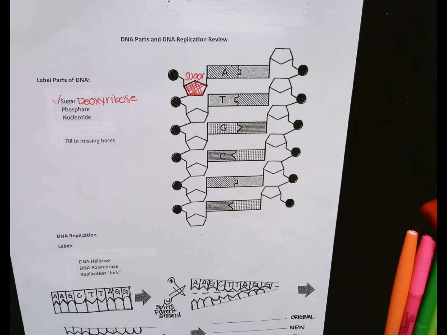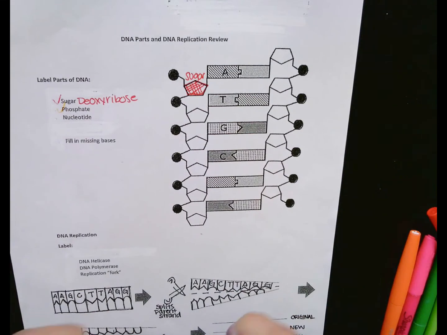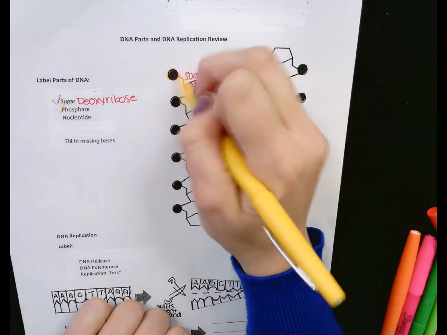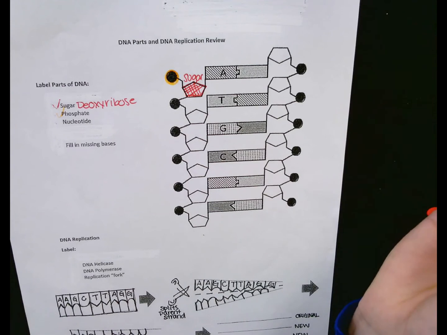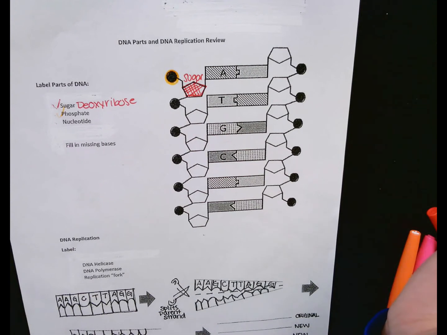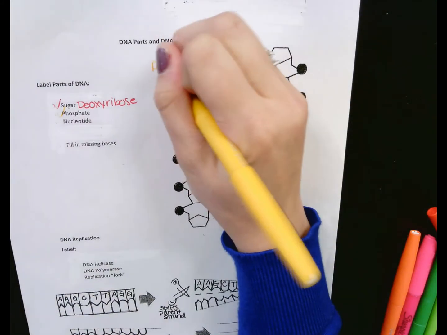Can anyone tell me what shape the phosphate is? It's the circle. This should look a lot like the phosphate that you saw in ADP and ATP, adenosine diphosphate and adenosine triphosphate. Remember when one of those phosphate groups broke off, it released energy, and when it was bound to the adenosine, it gained energy, it stored it, okay? So this one is the phosphate.